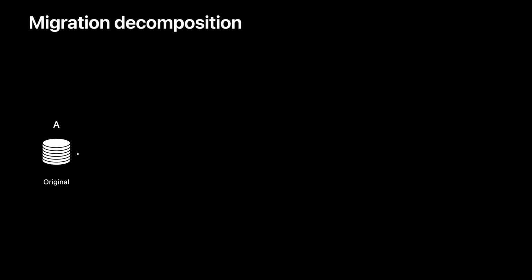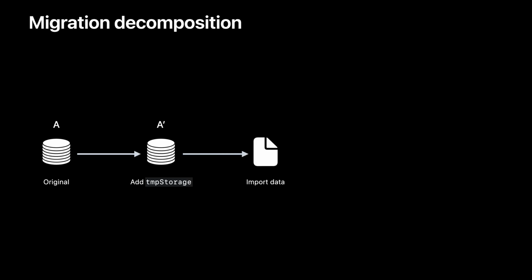I'll start decomposing the task by introducing a new model version, A', and add a new attribute, temp storage, that will be used temporarily to store data that is imported from the external files. Next, I will import the data from the external files into our new attribute. The code to import this data is separate from the functionality provided by core data. The execution of this import is interposed between the migrations.